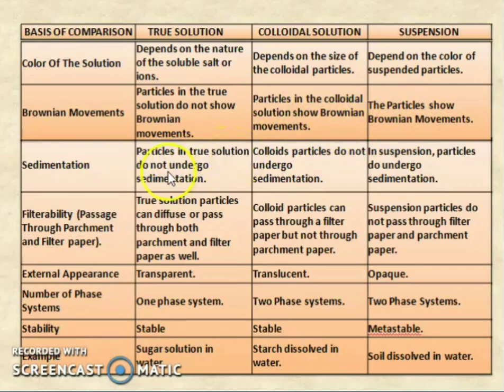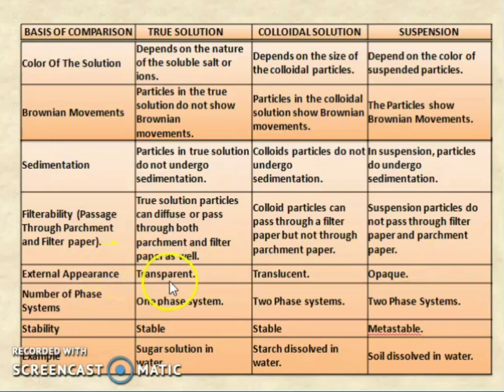Sedimentation. The particles in true solutions do not undergo sedimentation, that is, they will not settle down. Colloidal particles also do not settle. In suspension, the particles undergo sedimentation. Filtration process: what happens when it passes through filter paper? True solution particles can diffuse or pass through both the parchment paper and filter paper. Colloidal particles pass through the filter paper but not through parchment paper. Suspension particles do not pass through the filter paper or the parchment paper.